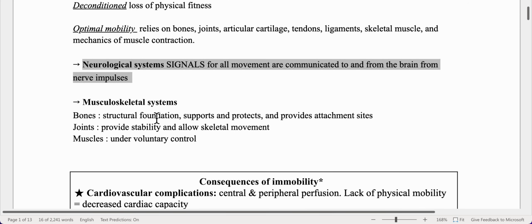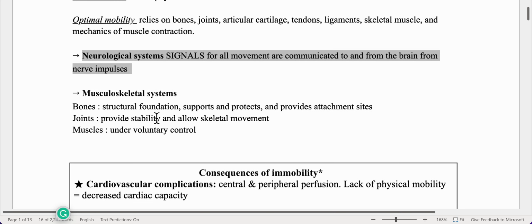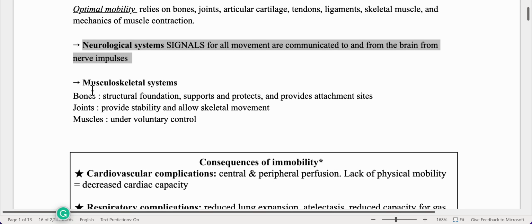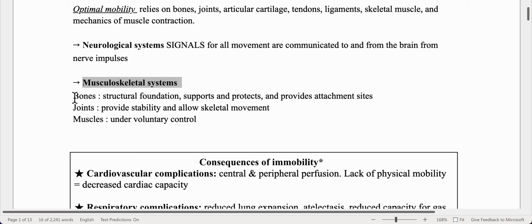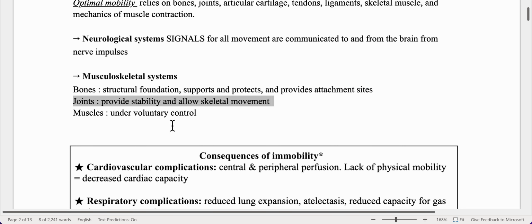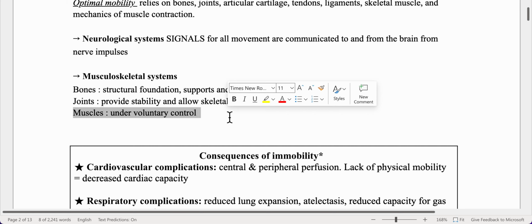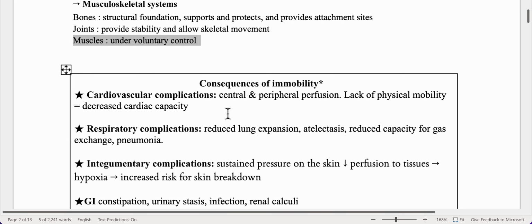Neurological systems: signals for all movement are communicated to and from the brain by nerve impulses. Musculoskeletal systems: bones are the structural foundation, support and protect, and provide attachment sites. Joints provide stability and allow skeletal movement. Muscles are under voluntary control.